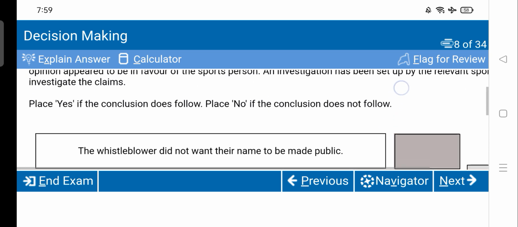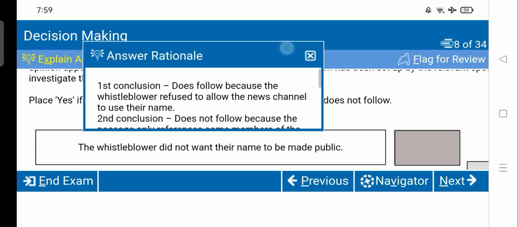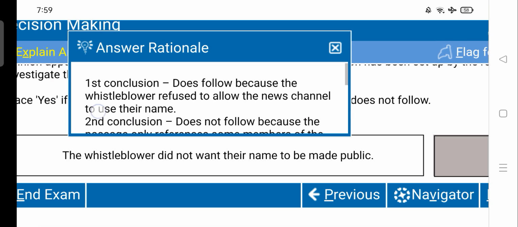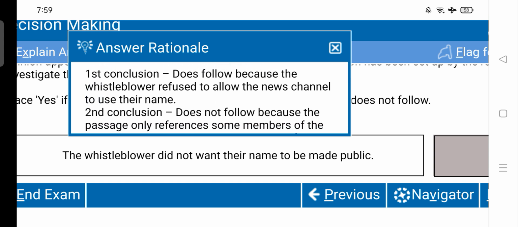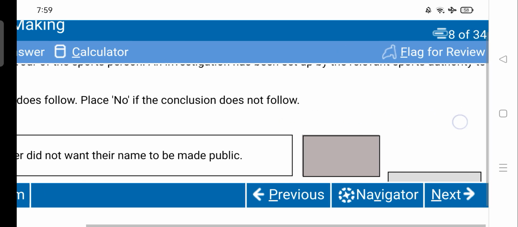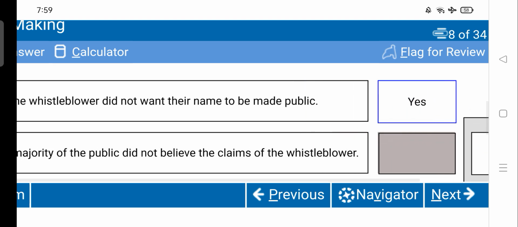So the first conclusion, that says the whistleblower did not want their name to be made public, it does follow because the whistleblower refused to allow the news channel to use their name. So it does follow, that's why we will drag a yes and drop it here in front of this conclusion.